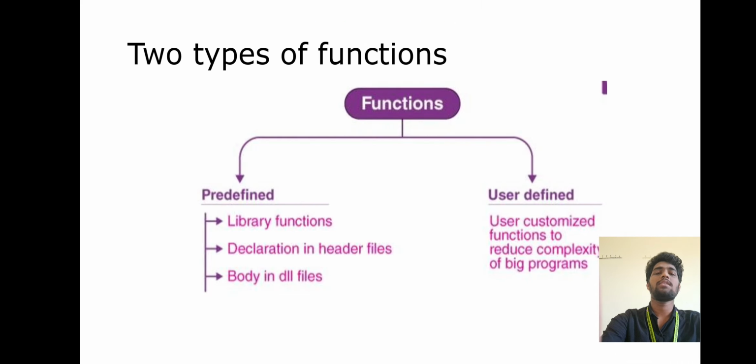Here are the two types of functions, predefined and user-defined. In predefined, there are library functions, declaration in header files, and body in library files. In user-defined, there are user-customized functions to reduce the complexity of big problems.